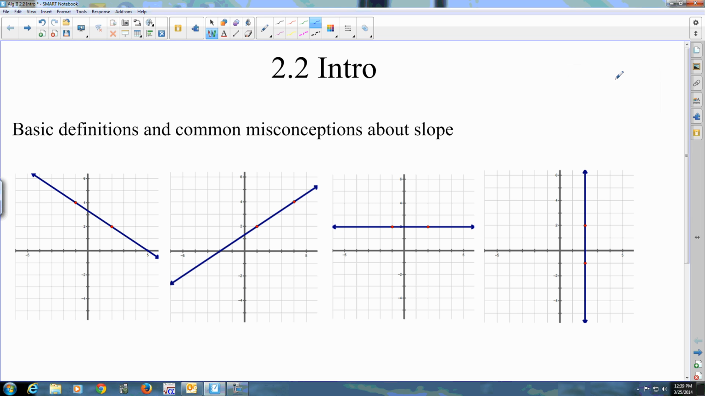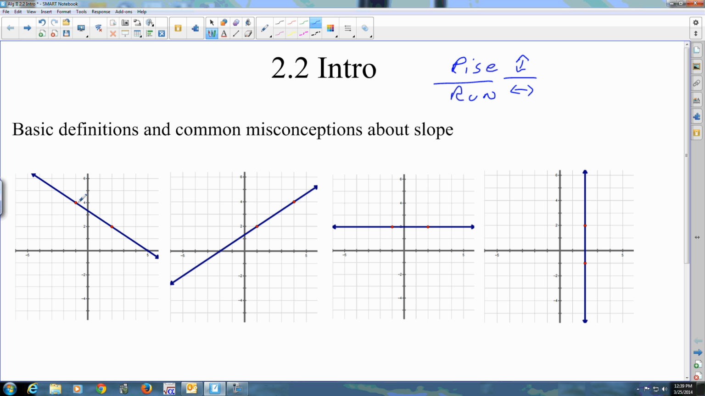Hello everyone, this is for section 2.2 for Algebra 2. Want to do some basic definitions and try and explore a little bit of the misconceptions that kids have about slope. You have to rely on this basic definition, even up through calculus: rise over run. It's how much you're rising, up or down, over how much you're running side to side. That's the basic definition of slope.